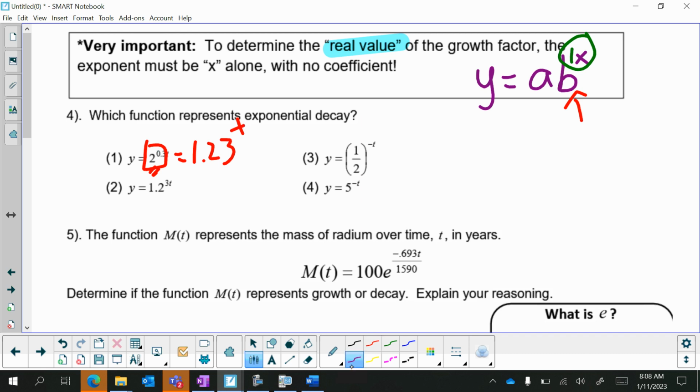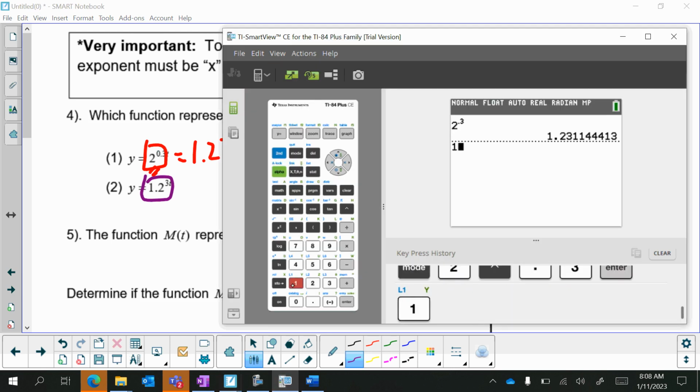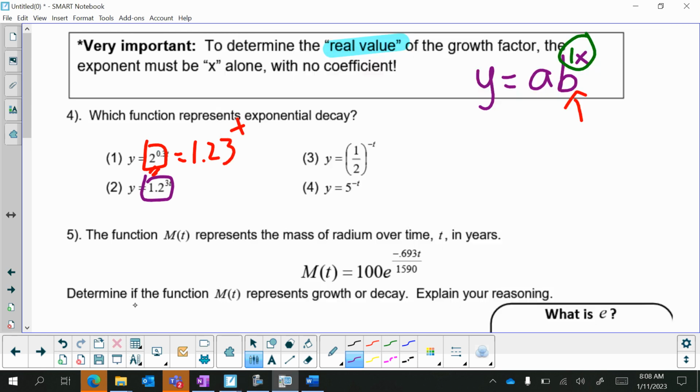So looking at choice 2, you have to take the 1.2 and raise it to the third to get the t by itself, okay? You just want t by itself, or 1t. So go to your calculator and type in 1.2 caret 3, and you get 1.728. So if I had to rewrite this, it would be 1.728 to the t. So it's still growth, but it's just a different growth factor than you originally predicted.